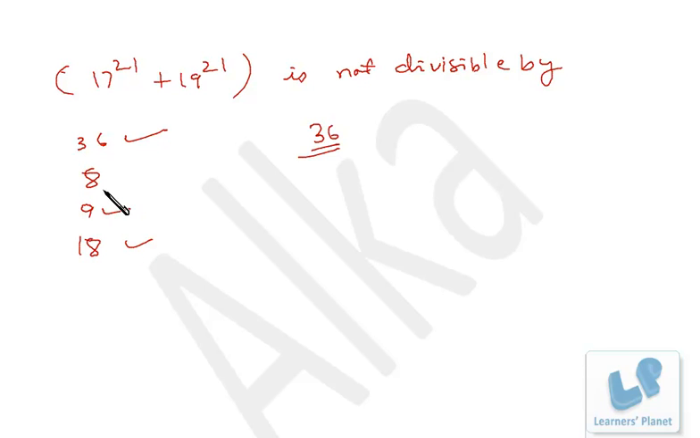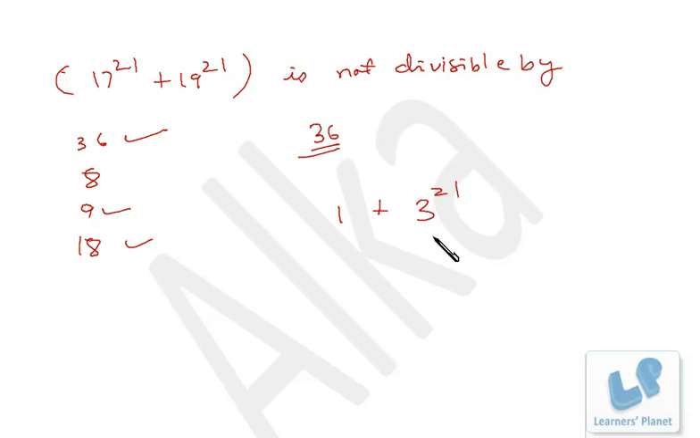Now we have to check for 8. How do we check? 17 can be written as 16 plus 1 raised to 21. So the remainder, if 17 raised to 21 is divided by 8, will be 1. Here 19 is 16 plus 3 raised to 21, so I write 3 raised to 21. The total remainder, if we divide it by 8, will be this.